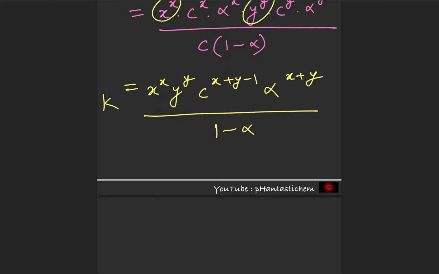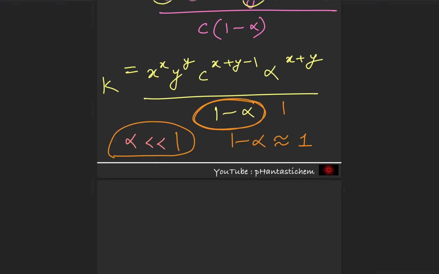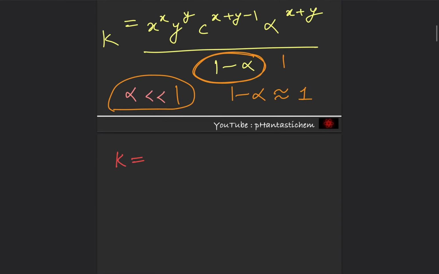Now in the question, it is given that AxBy is a weak electrolyte. So therefore alpha is going to be lesser than 1. So I will write alpha is much smaller compared to 1. So therefore 1 minus alpha, I can approximately take it as 1. So because of this approximation, the denominator becomes 1. Okay. So therefore K is equal to x^x y^y C^(x+y-1) alpha^(x+y).